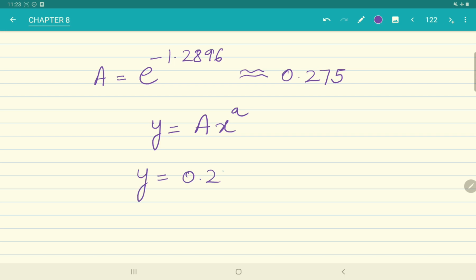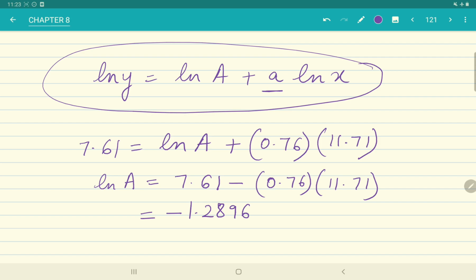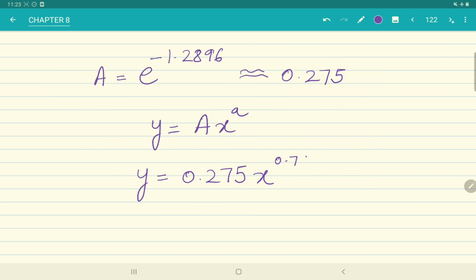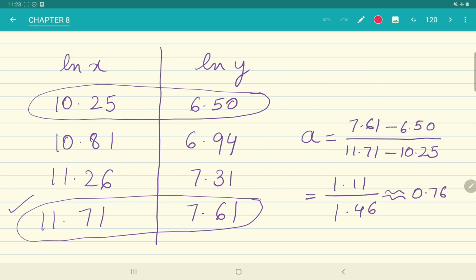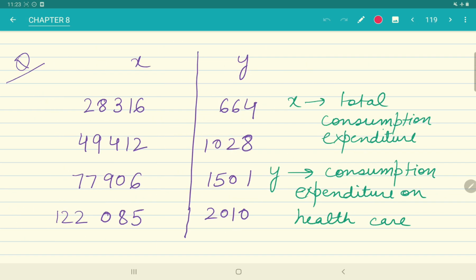It is 0.275 x raised to the power little a, which is 0.76. So that means we get this relation between y and x. From that table, we have actually constructed an empirical formula for y as a function of x. Just by looking at this table, we have constructed an empirical formula for y as a function of x.